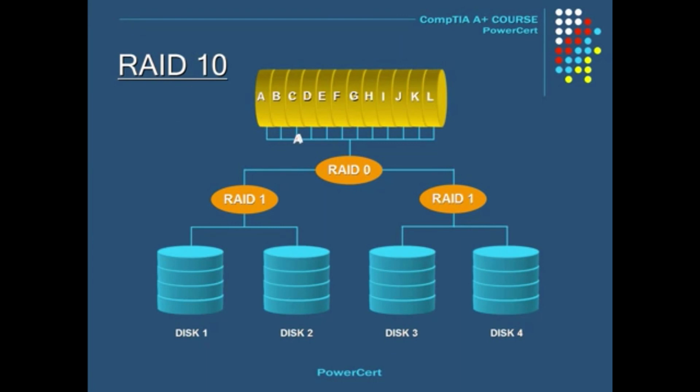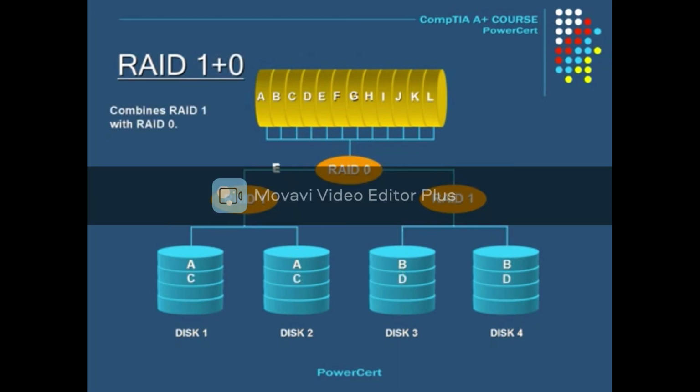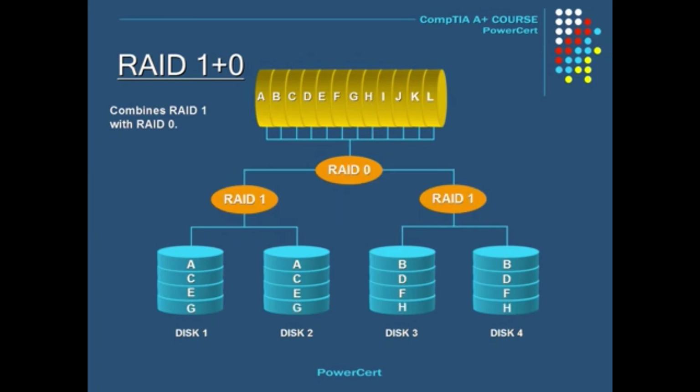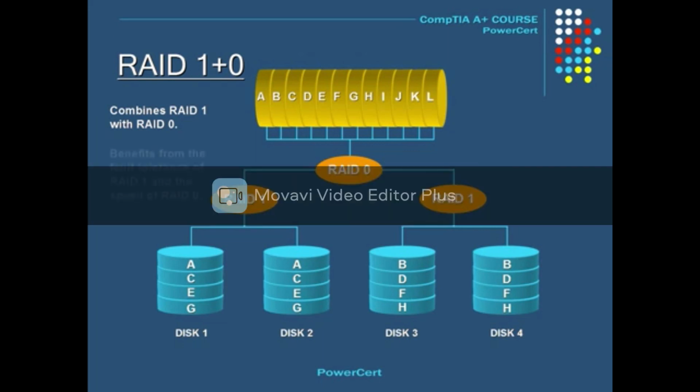Now we have to talk about RAID 10. And RAID 10 is basically what the name says. It's combining RAID 1 and RAID 0 together. And you need to use a minimum of 4 disks. So in a RAID 10 setup, a set of 2 disks are mirrored using a RAID 1 setup. Then both sets of the 2 disks are striped using RAID 0. So a RAID 10 setup benefits from the fault tolerance of RAID 1 and the speed of RAID 0.